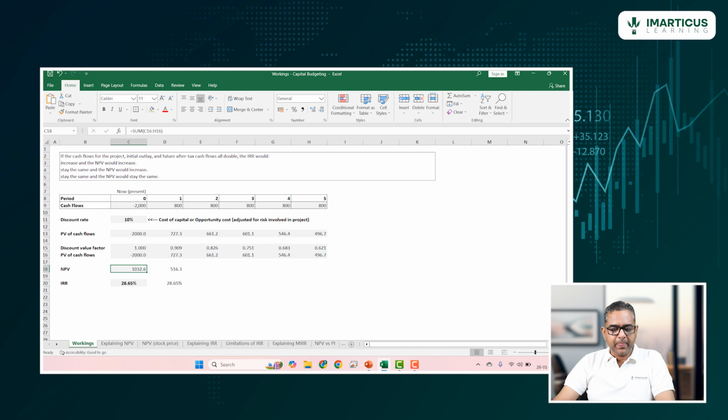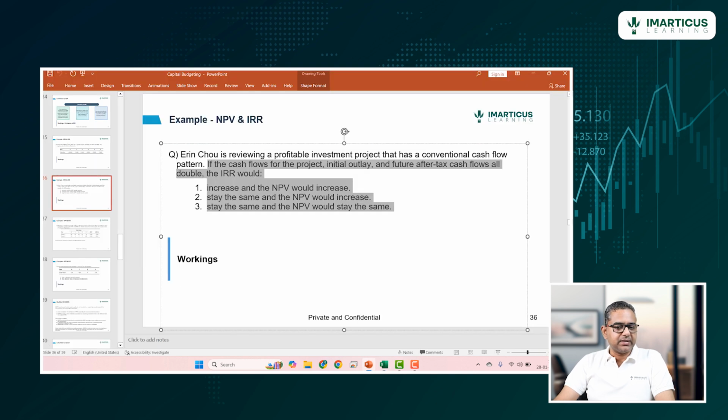Now what is the impact? We see NPV has doubled, but IRR remains the same. So if all the cash flows, initial outlay and after tax cash flows, double, the NPV doubles, but the IRR remains the same.